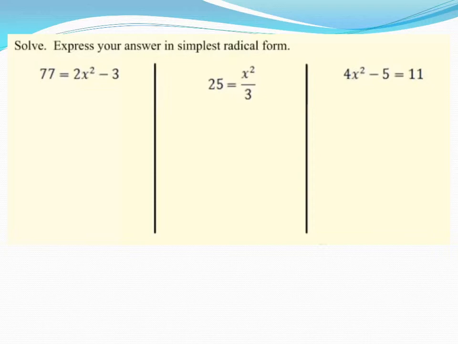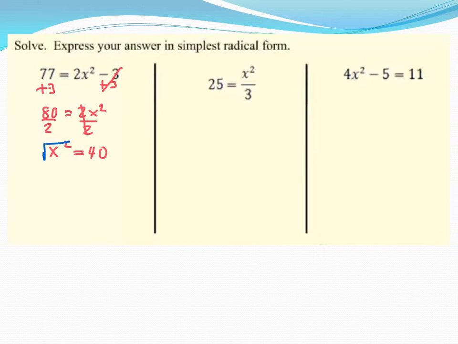All right, more examples here. Now I got 77 equals 2x squared minus 3. Notice here I just put the x on the other side, but the same thing applies. I'm going to do my adding and subtracting first. I'm going to add 3 to both sides. That's going to give me 80 equals 2x squared. Divide by 2. I get x squared equals 40. Oops, I just flipped it there. That's fine. Now I got the x squared by itself.